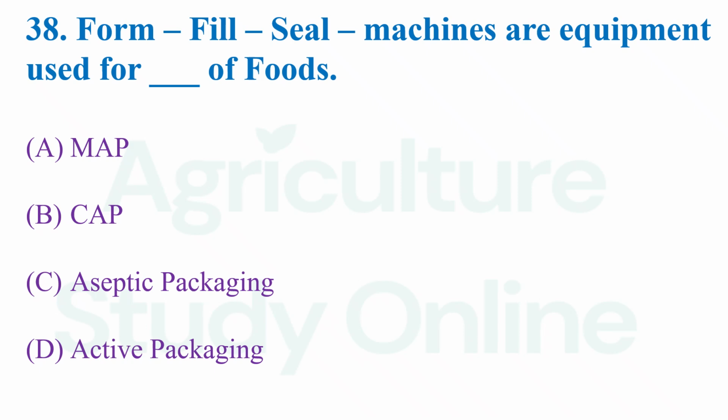Question number 38. Form, fill, seal machines are equipment used for dash foods. Now form, fill, seal, that is FFS machines. Form means form the package, fill it with the product, and then seal it, all in one continuous operation. Now these are widely used in aseptic packaging, where the food and the packaging are sterilized separately, and then filling is done under a sterilized condition. So correct option is C.